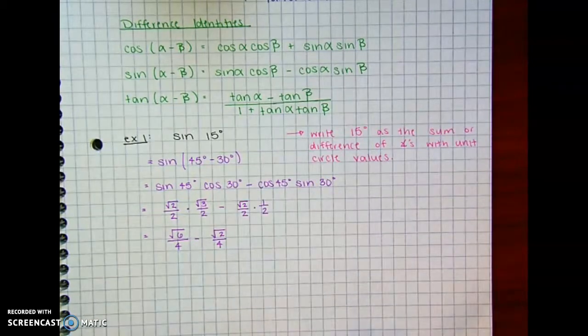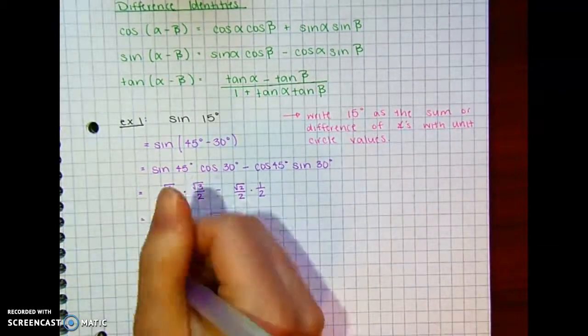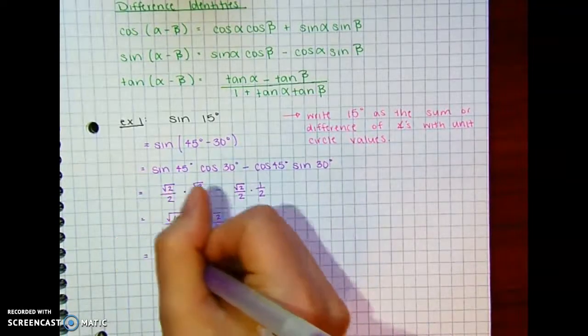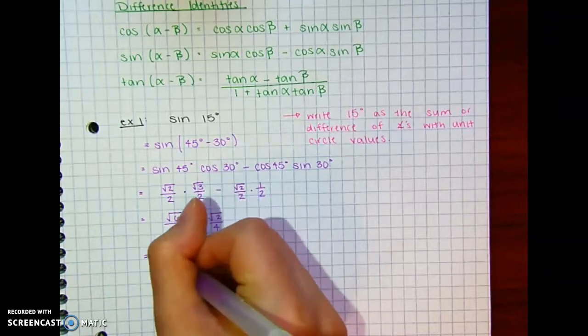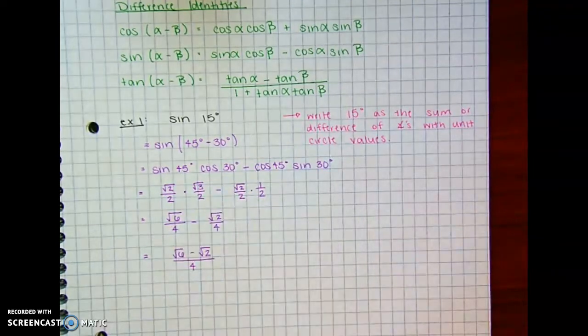And conveniently, they have a common denominator, so this isn't too much work. And I can rewrite this as the square root of 6 minus the square root of 2 over 4. And that's our final answer. So that's it for degrees.